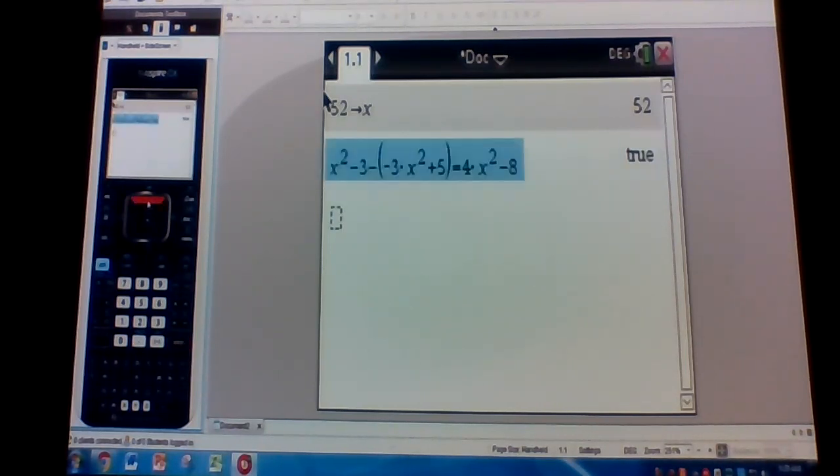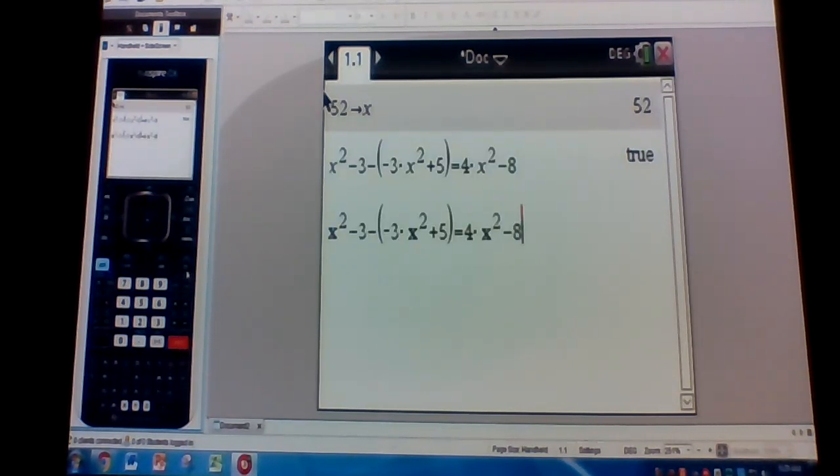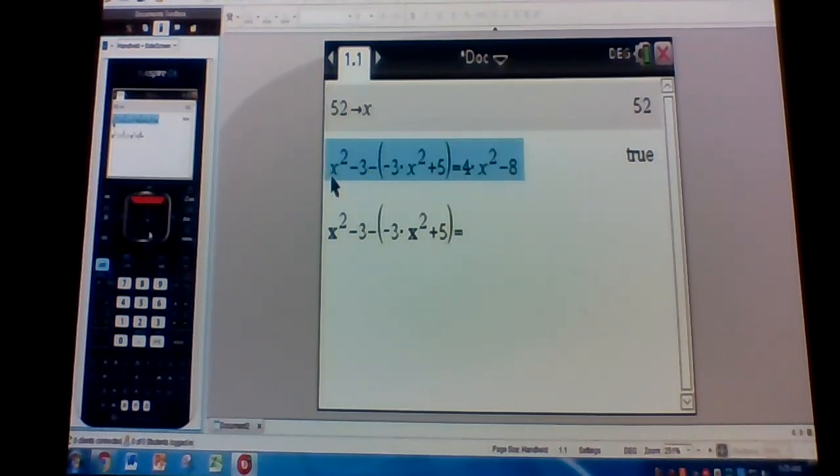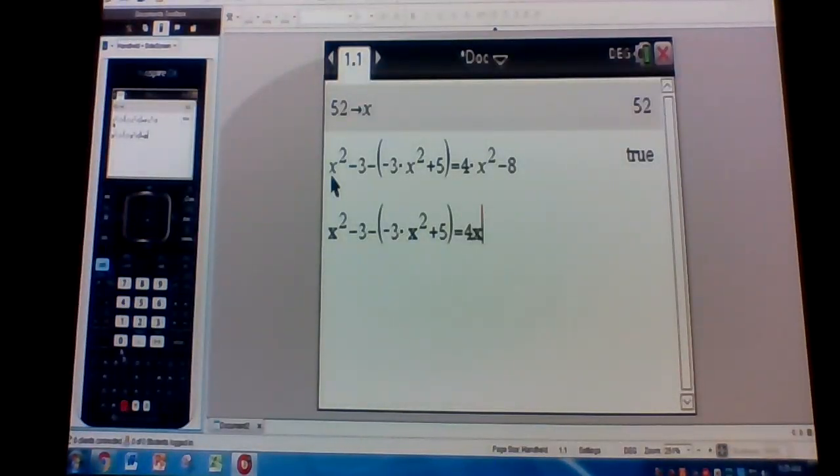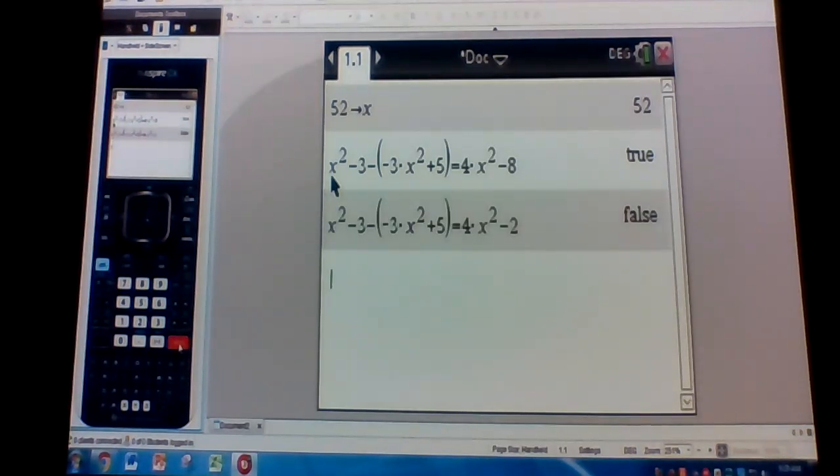If we try answer choice B, we hit up twice to highlight it, then hit enter to paste it. Then we delete answer choice A and plug in answer choice B, 4x squared minus 2. You hit enter and you get false.